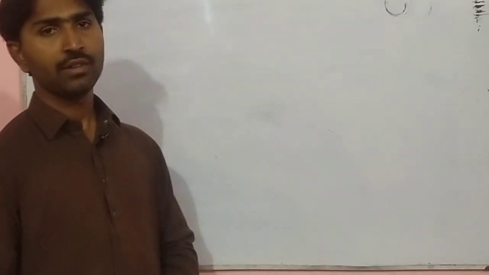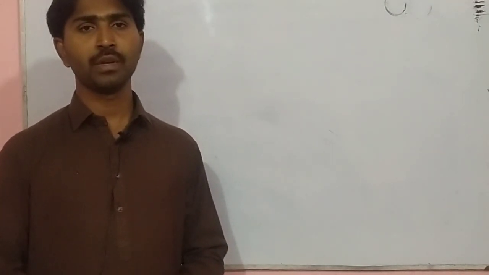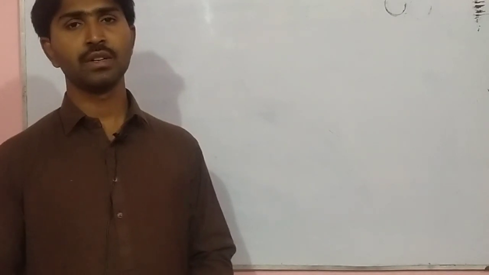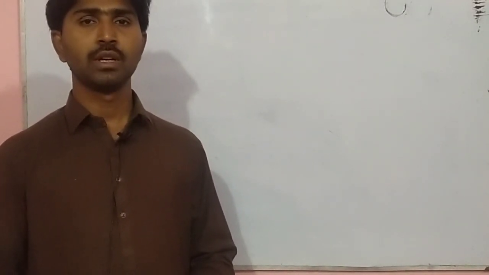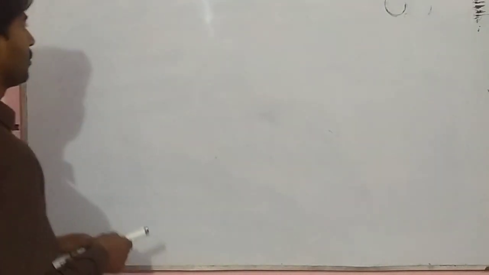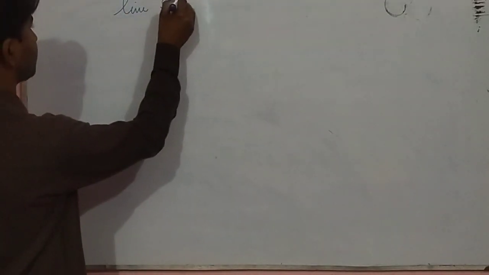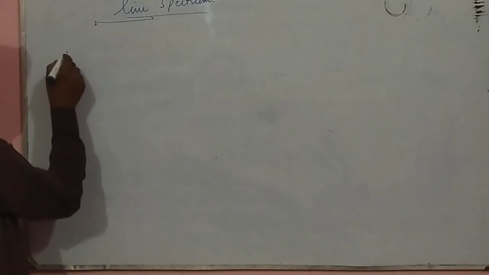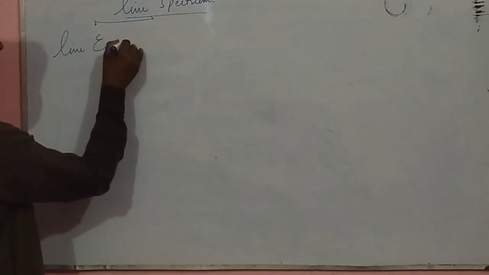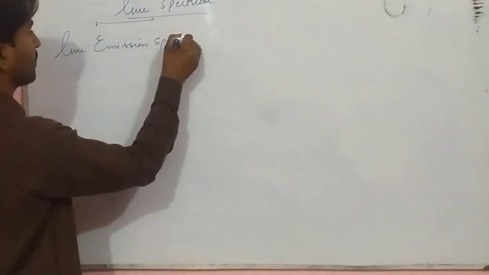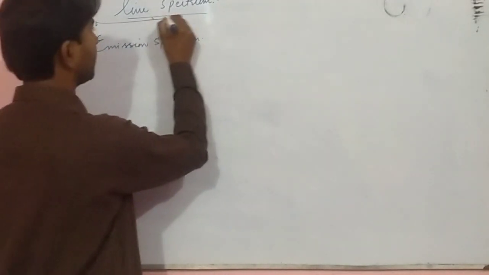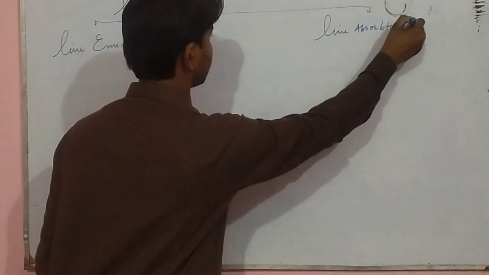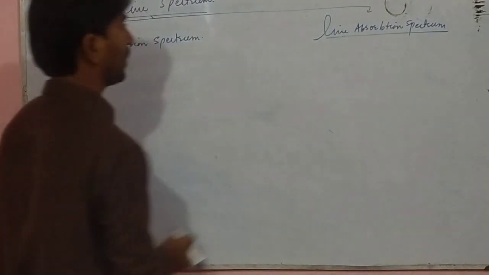So today we will discuss the types of line spectrum, the techniques upon which atoms can be studied. Line spectrum has two types. One is line emission spectrum. The other one is line absorption spectrum. These are the two techniques.